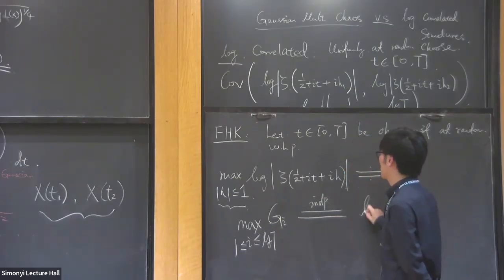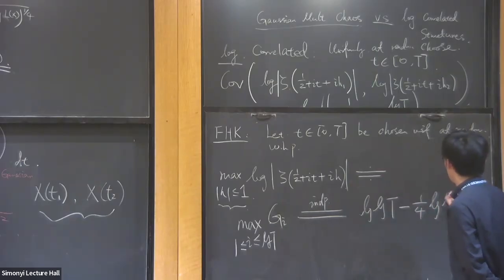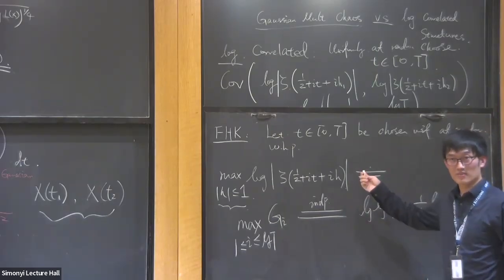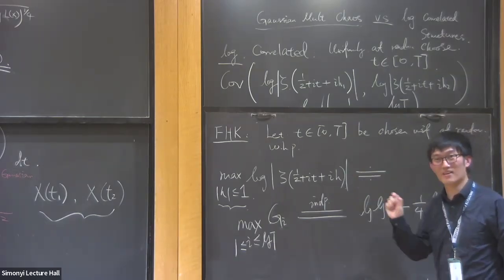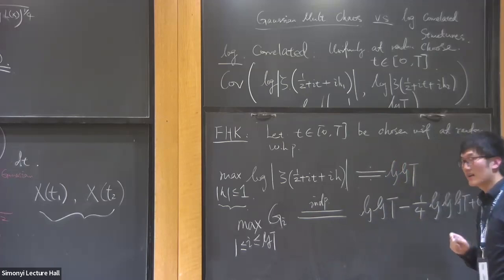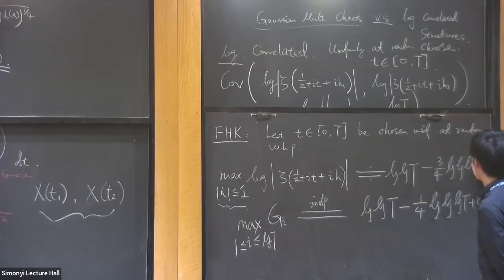This suggests this looks like log T minus a quarter triple log T. That's something, let's say we don't care. But it turns out the conjecture is slightly different. They realize this correlation will make a contribution in the second order term. So the mean time is still the same, log T, and the second order term turns out to be 3/4. That's a conjecture.